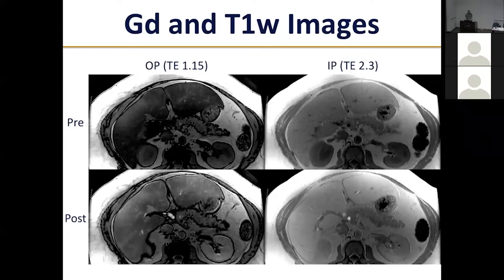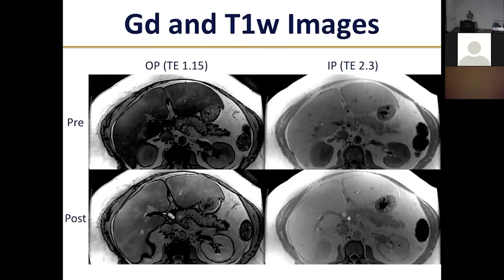As a corollary, look at fat. Did fat change when you went from pre-contrast to post-contrast? The answer is really no. So gadolinium does not affect the signal from fat. Gadolinium does affect the signal of water-based structures, whether those are liver or kidney or pancreas. So water-based structures get brighter. Pure fat doesn't really change.